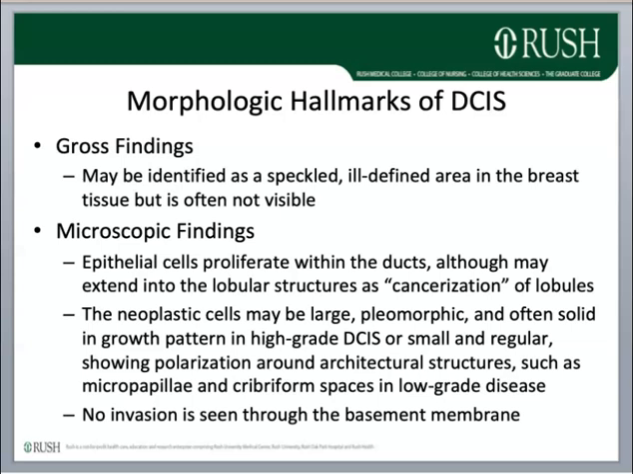There's a wide variation in the appearance of the neoplastic cells, which may be large and pleomorphic, forming a solid growth pattern, which we see in high-grade DCIS, or small and regular cells showing polarization around architectural structures, forming such things as micropapillae or cribriform spaces, which are more associated with low-grade disease. Common to everything is that there's no invasion through the basement membrane.